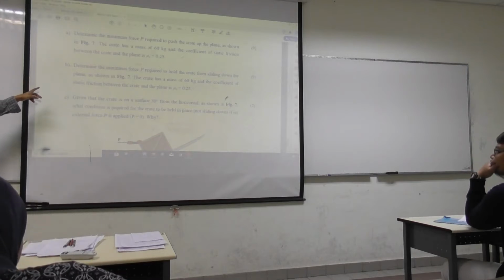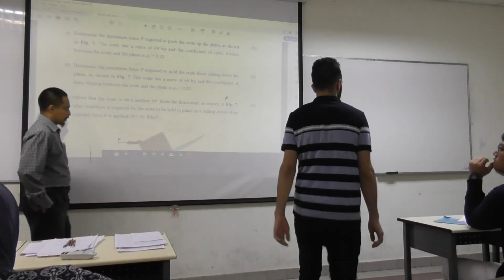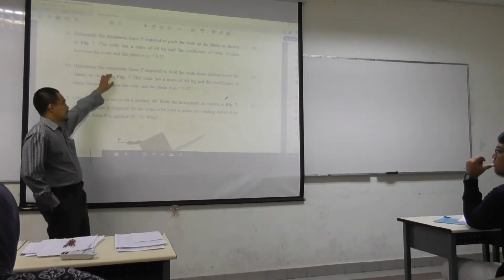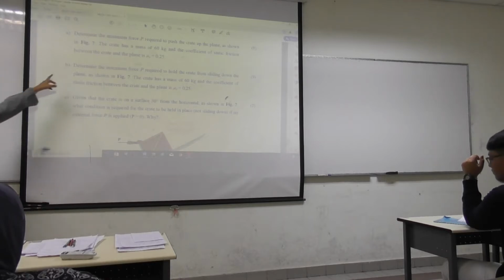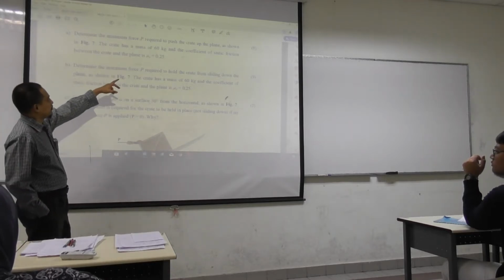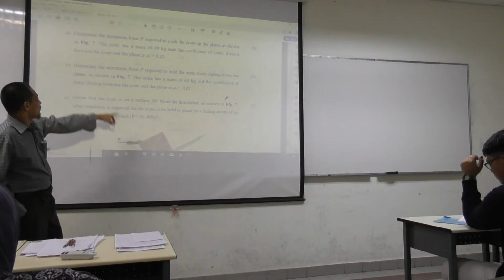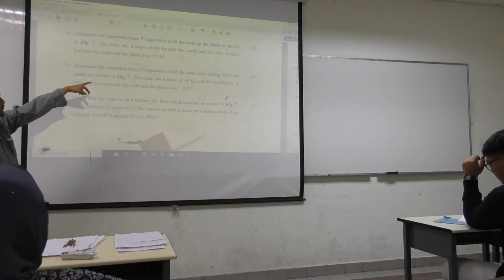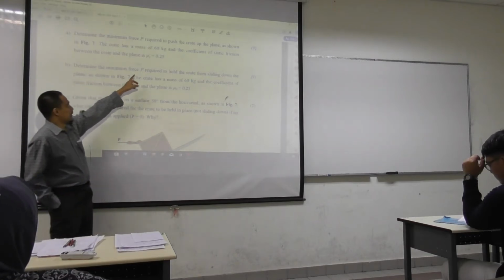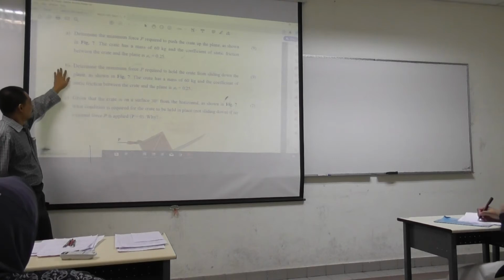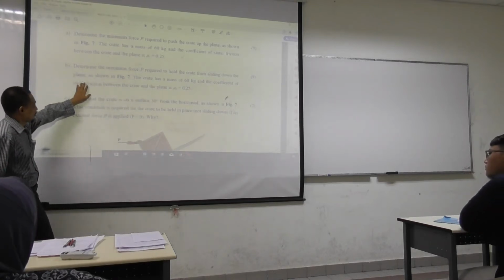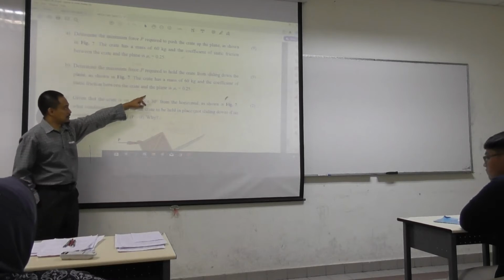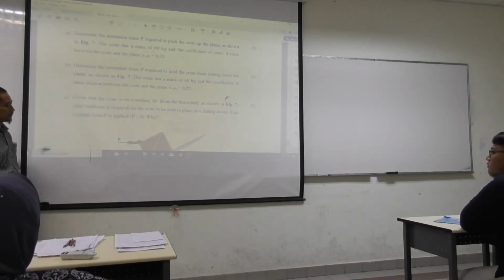Alright, so this is an example where you have the same diagram but the question is different. Part A, determine the minimum force P required to push the crate up the plane as shown in the figure. The crate has a mass of 60 kg and the coefficient of static friction μs is 0.25. Part B, determine the minimum force P required to hold the crate from sliding down, as shown in this figure. The crate mass is 60 kg and μs is 0.25.